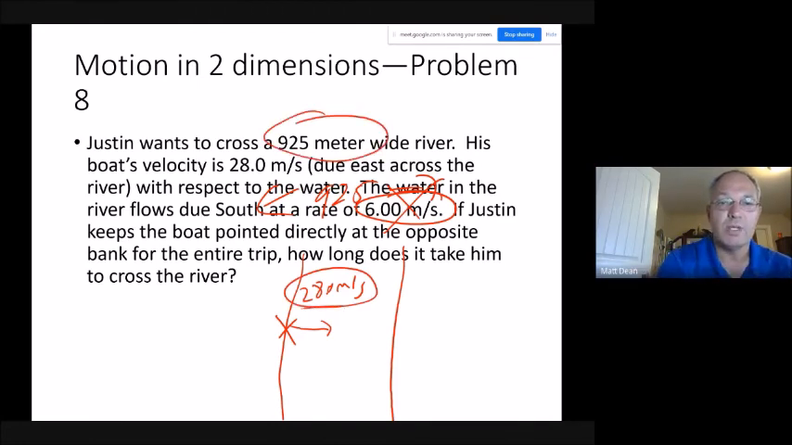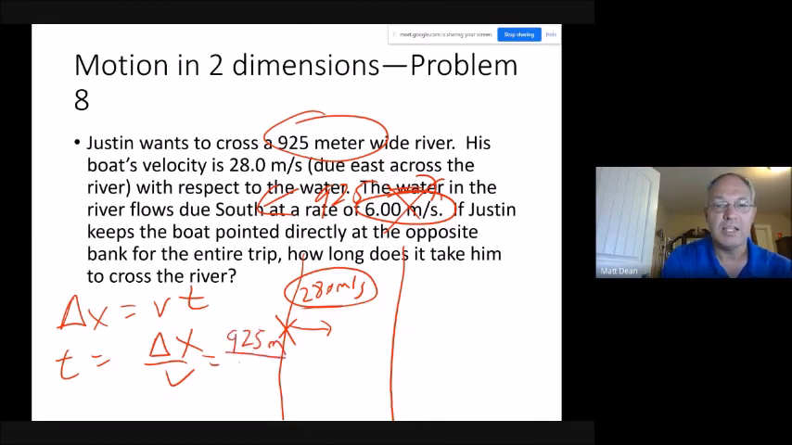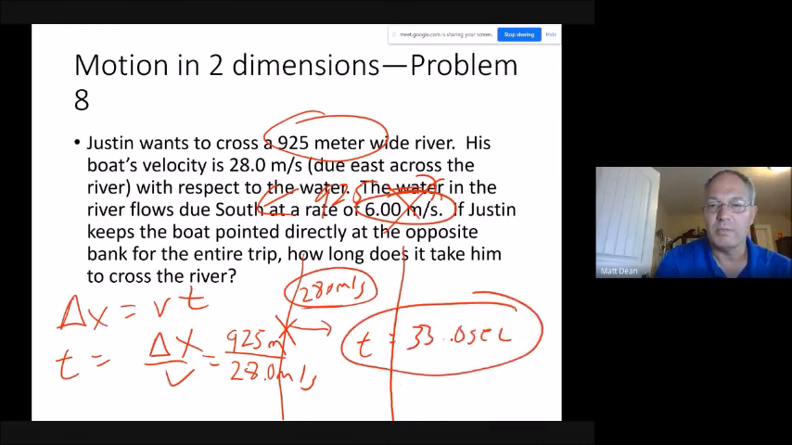So we can solve for time using delta x equals vt. We're looking for time, so t equals delta x divided by v, which in this case would be 925 meters across the river at a speed of 28 meters per second. That's telling me that it's going to take him about 33.0 seconds to cross the river. Now, where the 6 comes in is in the next part of this problem.